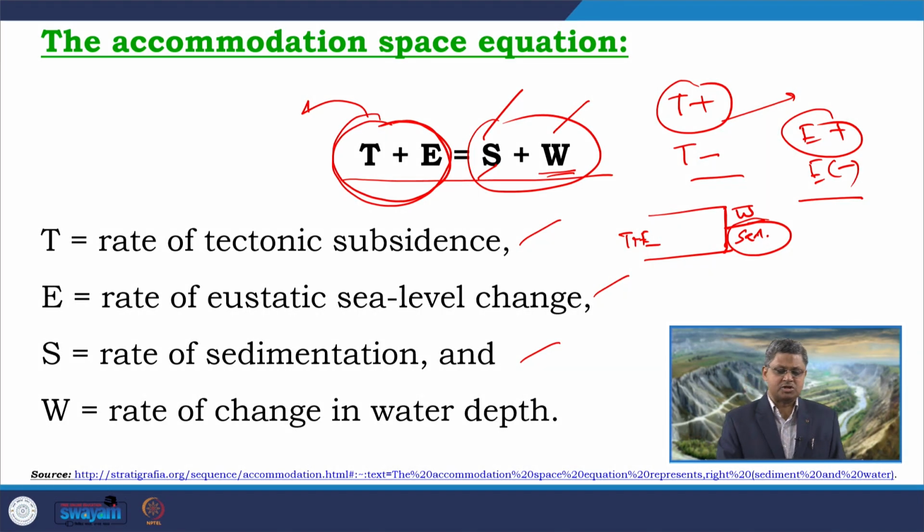So, in this equation, positive values on the left hand side reflect an increase in accommodation. That can be caused by tectonic subsidence, or by eustatic sea level rise, or maybe both together, eustatic sea level rise with tectonic subsidence.